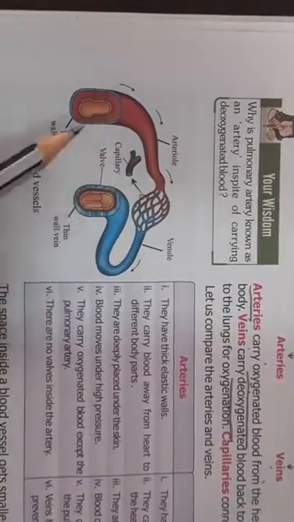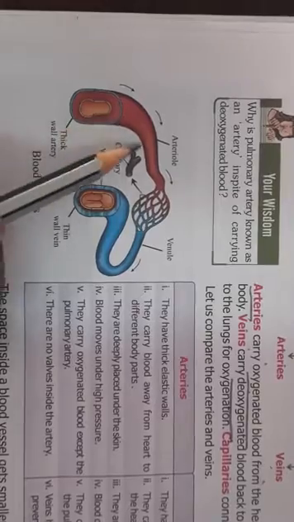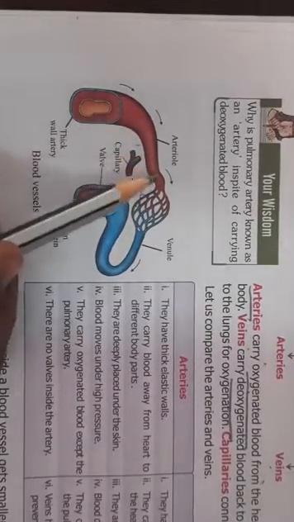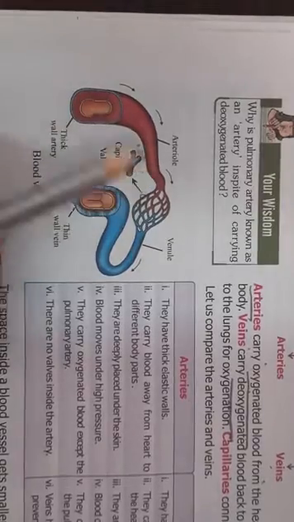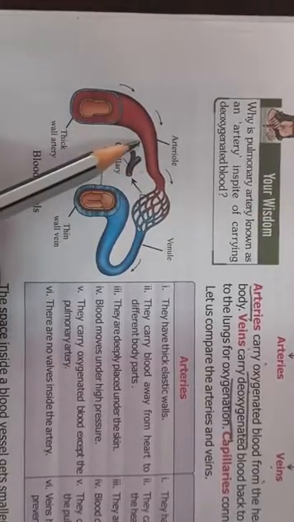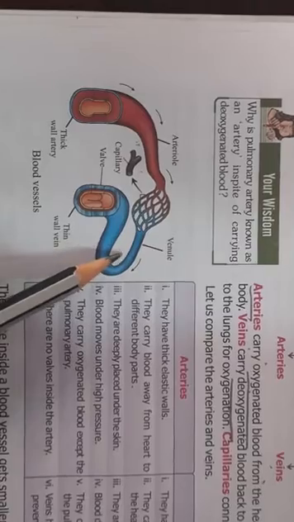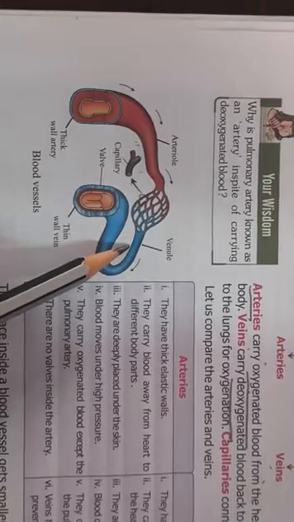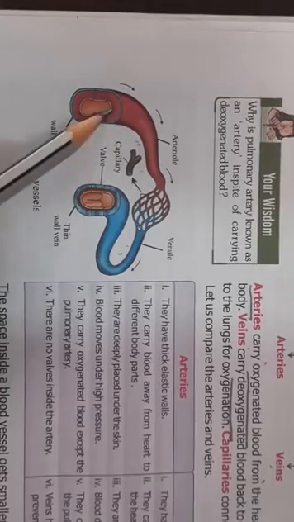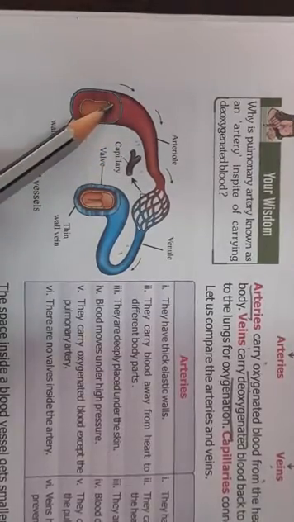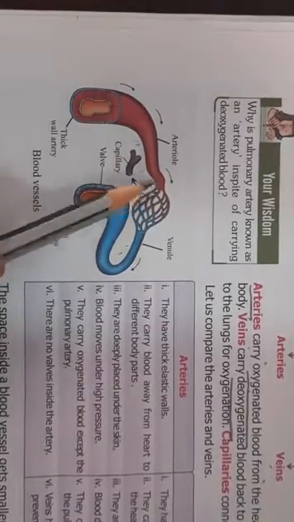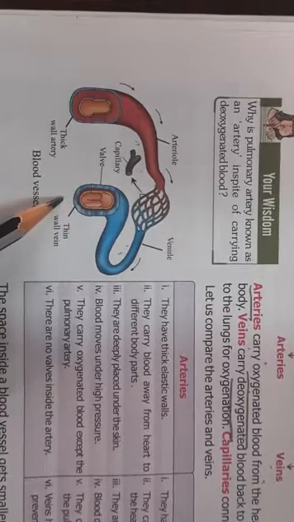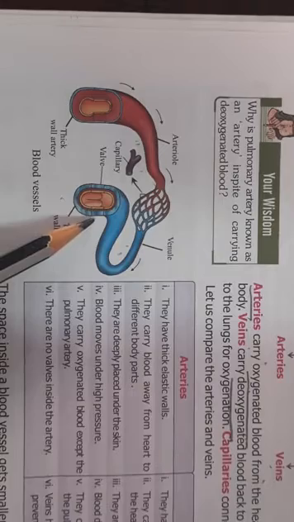Now arteries have very thick elastic walls. Why? Because they carry blood at a very high pressure. Arteries have thick elastic walls, whereas veins have thin and non-elastic walls. Clear? Then arteries carry blood from the heart to all parts, and veins carry deoxygenated blood from all parts of the body to the heart.